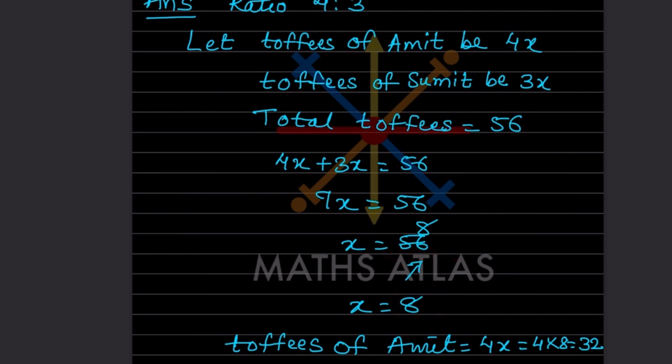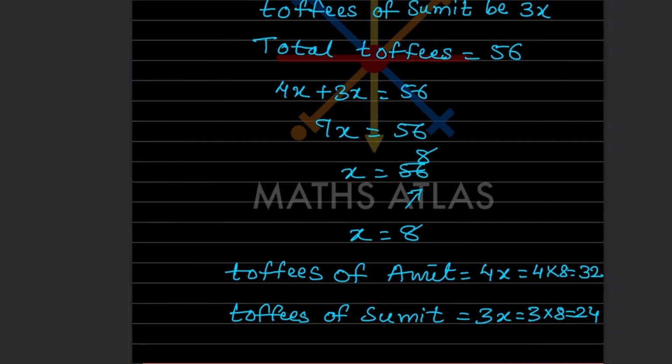Now we got the value of x as 8. So we can say the trophies of Amit is what? 4x. In place of x, we are going to put 8. So 4 multiplied by 8 is 32. And the trophies of Sumit, how much is that? 3x, that is 3 into 8, that is 24.